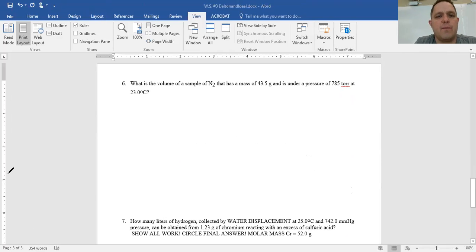Okay, question 6. What is the volume of a sample of nitrogen gas that has a mass of 43.5 and it is under a pressure of 785 torr at 23 degrees Celsius? Well, it gives us a lot. We want volume. We could go back and think, hey, Boyle's law or something, but we have all sorts of stuff. So all else fails, we hit PV equals nRT. Now we're solving for volume.